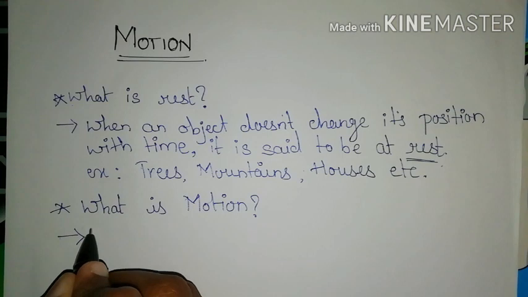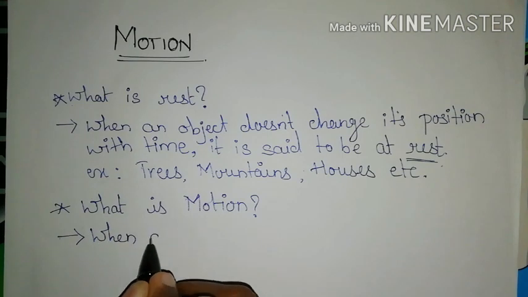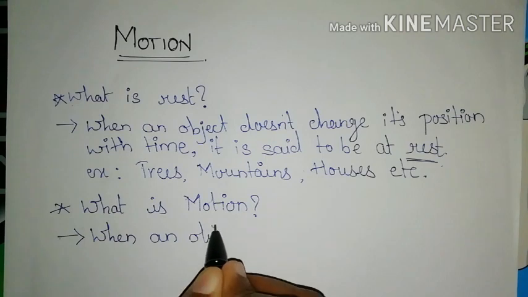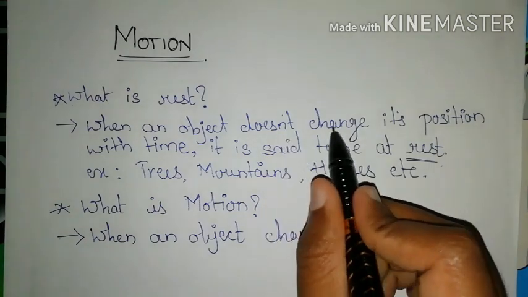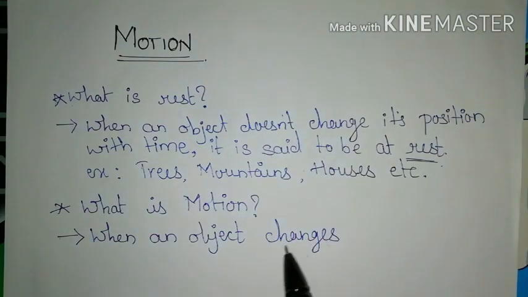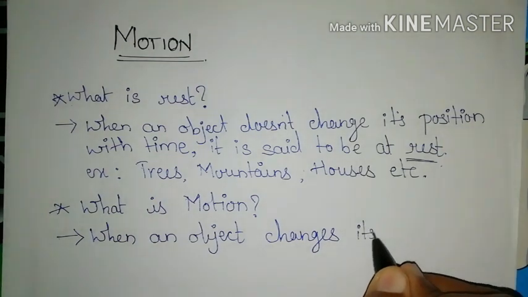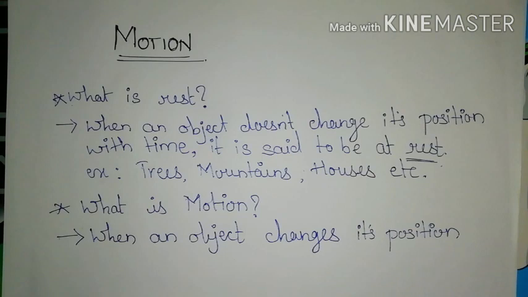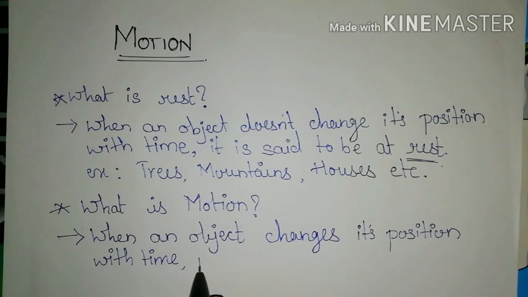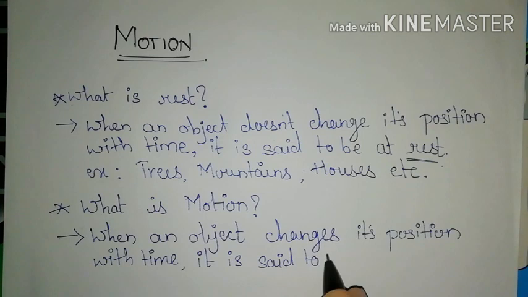So let us write it down. In the rest case the position doesn't change, but in motion the position of an object changes. When an object changes its position with time, it is said to be in motion.